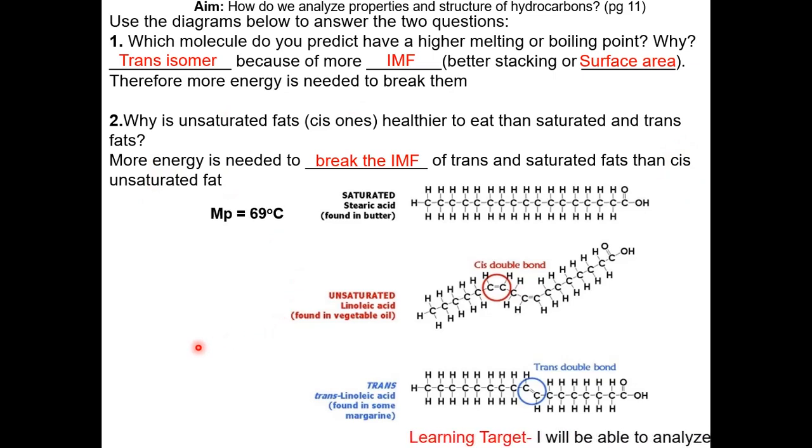So here are the melting points of each of the fats. Notice that unsaturated fats have the lowest melting point. So the reason why unsaturated fats are much healthier is because it's much easier for the body to break down unsaturated fats than the other types.